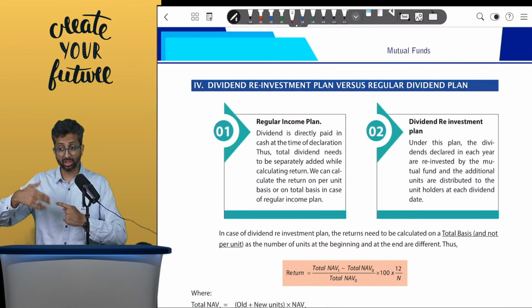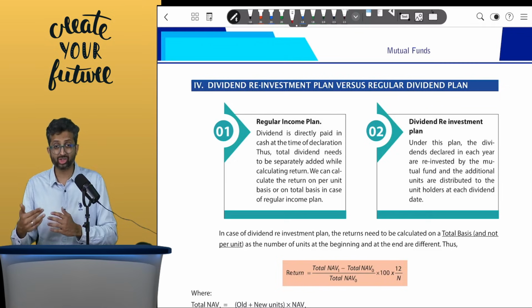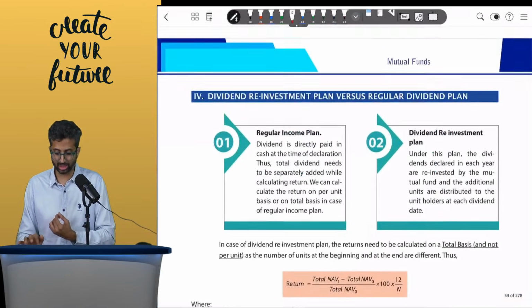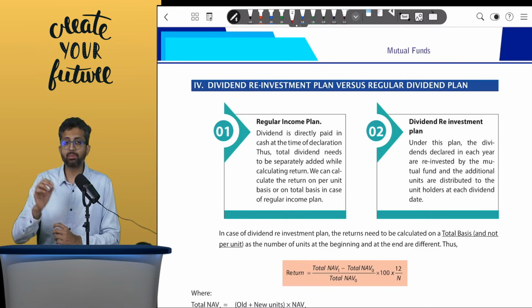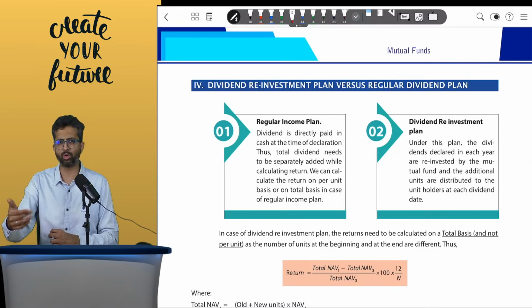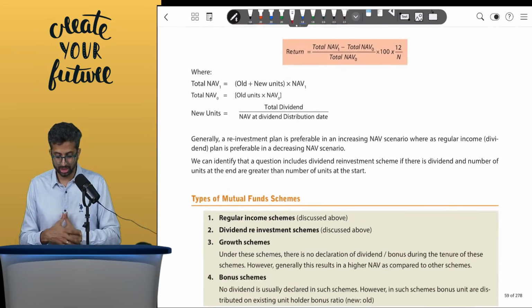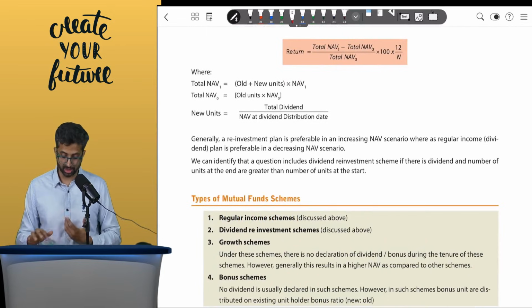However, if you see that the number of units are increasing, then you might have taken a dividend reinvestment option, in which case you cannot just do the working like this, because you're not getting dividend in cash. In fact, you're getting dividend in the form of units. So you'll quantify the dividend amount divided by the NAV on the date of dividend, and that will give you the number of units that you get in the form of dividend, and that will be considered. So your new units will be your total dividend divided by the NAV at the dividend distribution date.